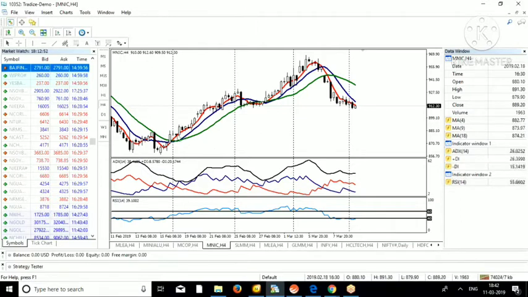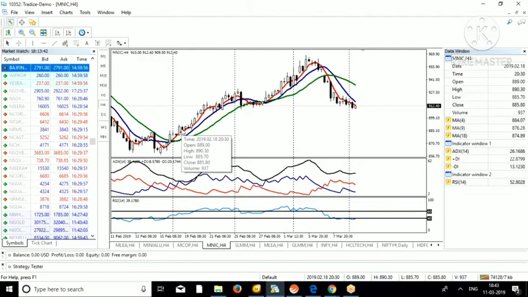Okay, so we will just see here. Now on this candle, if you see, MA4 value is 882, MA9 value is 873.97. So MA4 is still above 9 and 18, but MA9 is still below 18. So MA9 has to go above MA18 to get a confirmed buying signal. Okay, so let's see now. On this candle, it is still below 18.